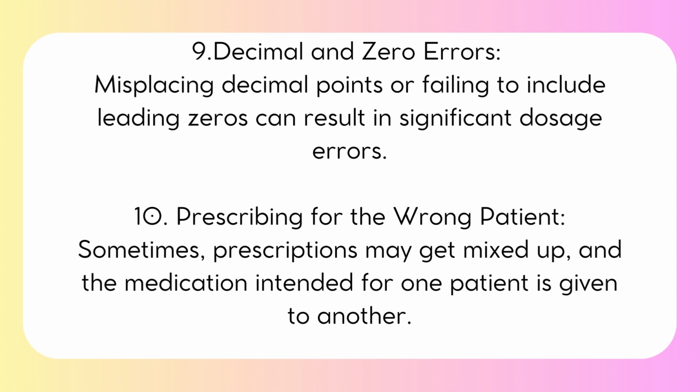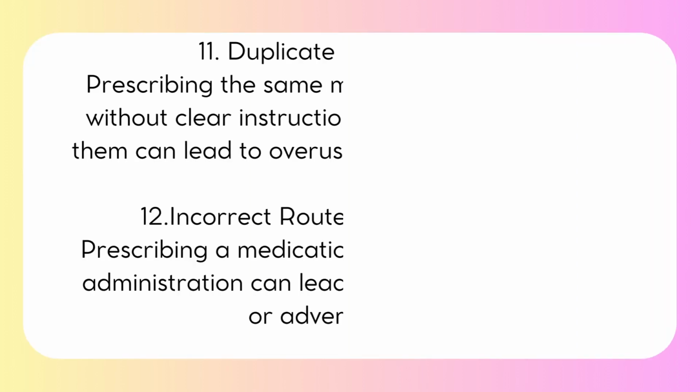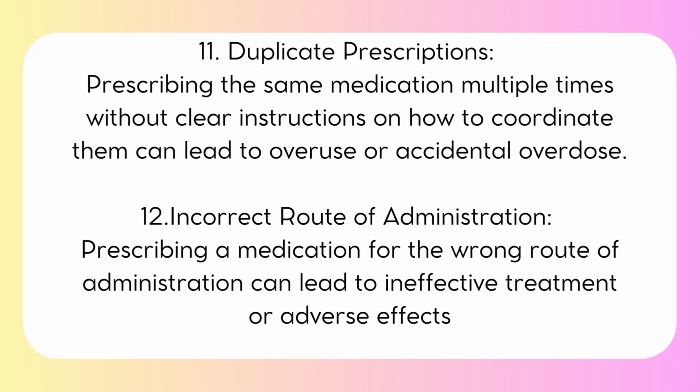10th, prescribing for the wrong patient. Sometimes, prescriptions may get mixed up, and the medication intended for one patient is given to another. 11th, duplicate prescriptions. Prescribing the same medication multiple times without clear instructions on how to coordinate them can lead to overuse or accidental overdose. 12th, incorrect route of administration. Prescribing a medication for the wrong route of administration can lead to ineffective treatment or adverse effects.